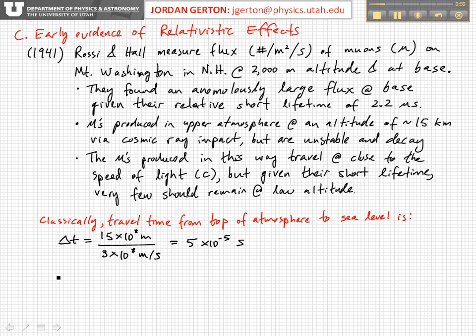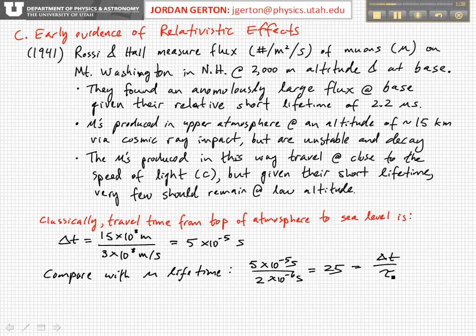If we compare that with the muon lifetime, which is about 2.2 microseconds, then we get, so let's say 50 microseconds divided by about 2 microseconds, and so the ratio is about 25. And this is, again, the ratio of the classical travel time to the muon lifetime.